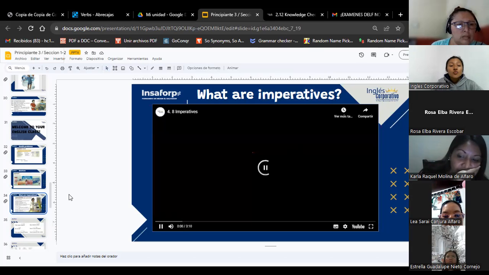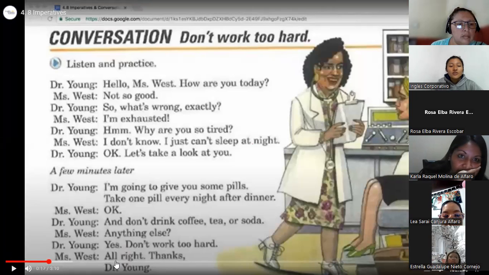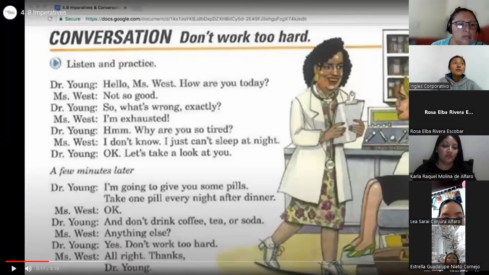I'm going to read first the pronunciation, the dialogue, and later I will ask for a volunteer to help me, okay? So pay attention to the pronunciation that we have in the words.